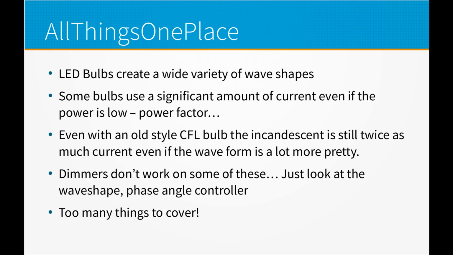Dimmers don't work on some of these. Try and dim that CFL and see what happens. It's just going to shut off or flicker, or it's just not going to work. So looking at the wave shape, phase angle controllers, or that's what most dimmers are, a triac dimmer or something like that, certain bulb types just aren't going to behave well when you're cutting off a piece of the waveform. It's not drawing any current over that section of the waveform anyway, so the dimmer can't even fire correctly.